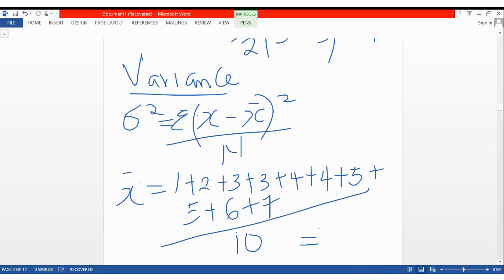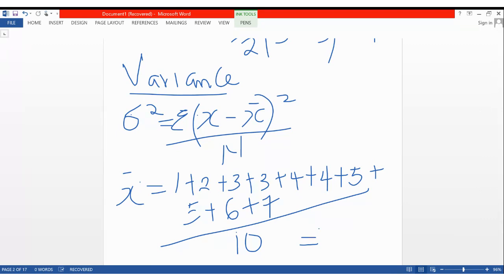I think I'm supposed to get 40. 1 plus 2 plus 6 plus 8 plus 10 plus 13. Yes, 40. So you get 40 all over 10, which is the same as 4. So that is the mean.